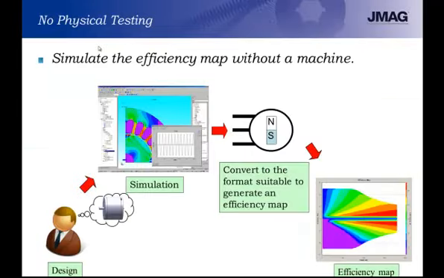First, there's no physical testing required. You design the motor, simulate the results, find a motor that approximately meets the minimum threshold that you want, and then convert that motor simulation into a format suitable for generating an efficiency map.